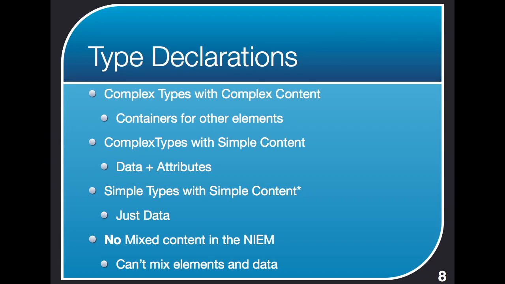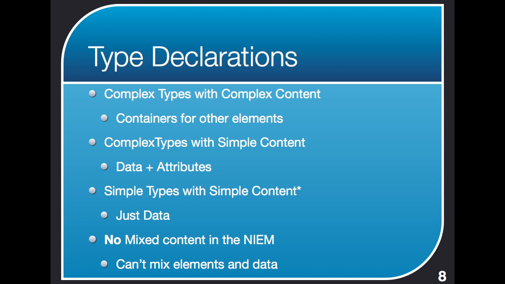Now let's move on to type declarations. There's a few different categories of type declarations in XML schema, some of which we use in the NIEM and one of which we don't really. First, there's complex types with complex content. That's a long phrase for these are containers that hold other elements, and there's a boatload of these in the NIEM. So you see these all the time, and when you extend the NIEM, you'll create some of your own.